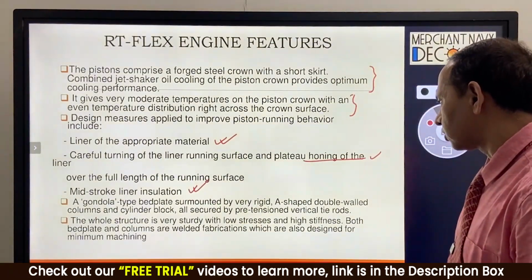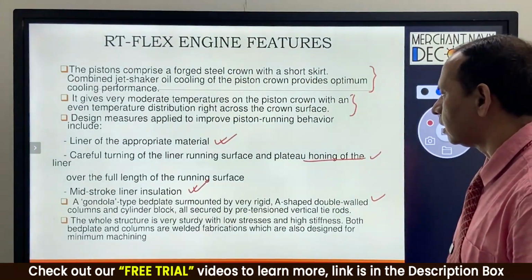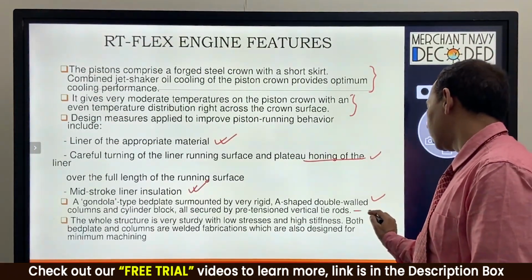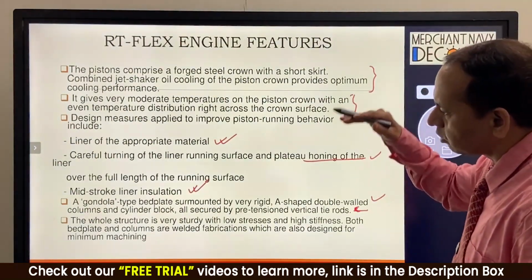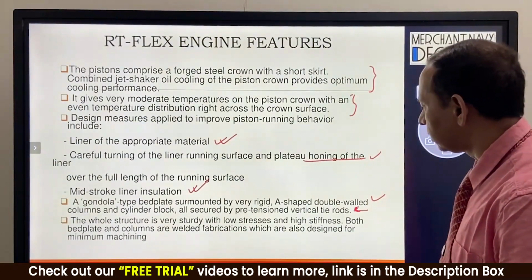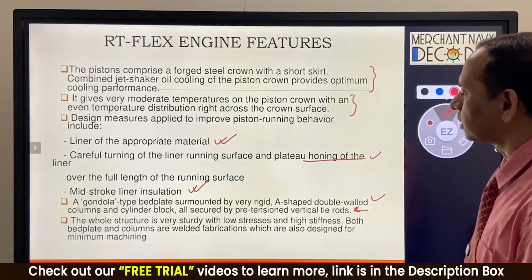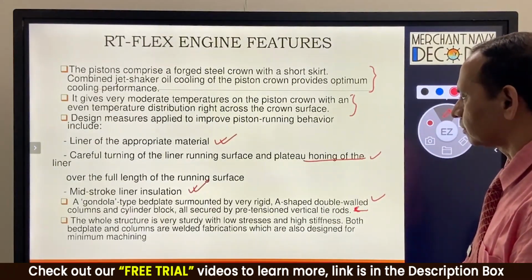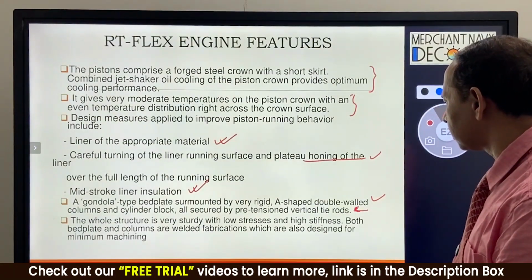Gondola type bed plate surmounted by a very rigid A-shaped double wall column and cylinder block are all secured by pre-tensioned vertical rods which we call tie rods. We will discuss, when we show the picture, how these individual components are tied together by tie rods, and these are pre-tensioned so that when the engine is expanding because of high temperature and pressure, the components should not shift from their position. The whole structure of the engine is very sturdy with low stresses and high stiffness.